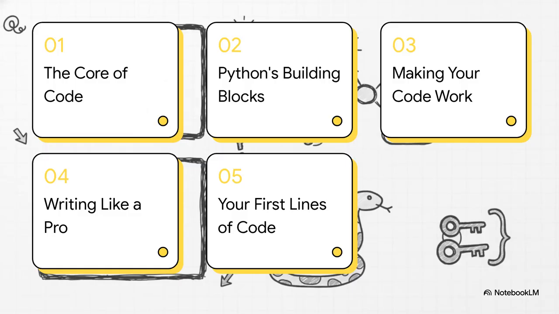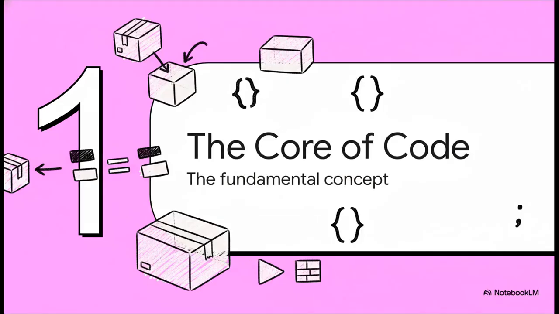So here's our game plan. We're going to start with what a variable even is, then look at Python's main building blocks, its data types. After that, we'll see how to make it all work together. I'll give you some pro tips on how to write clean code, and then you're going to write your very first lines. Okay, let's do this.